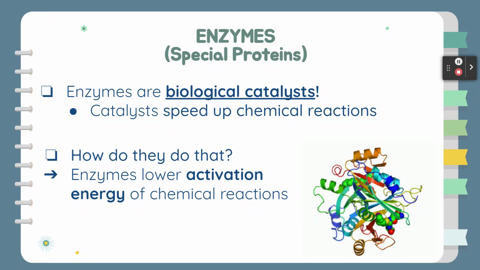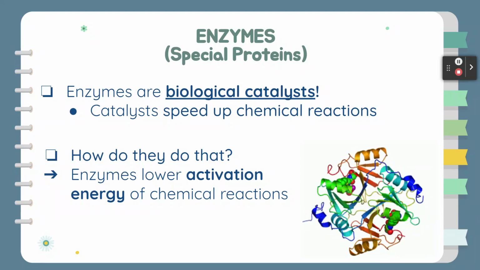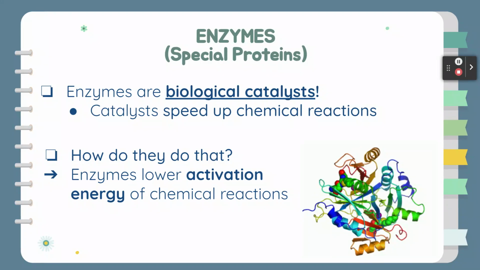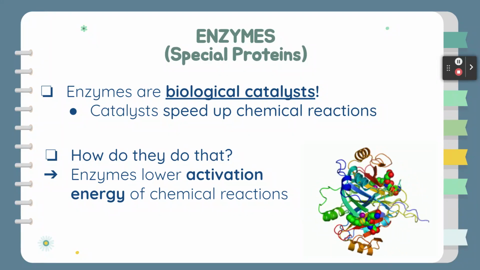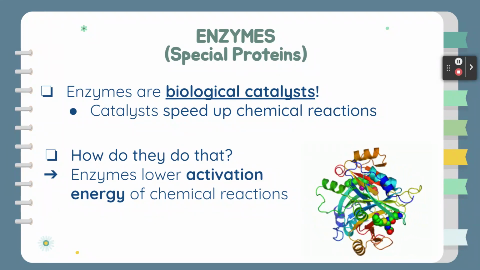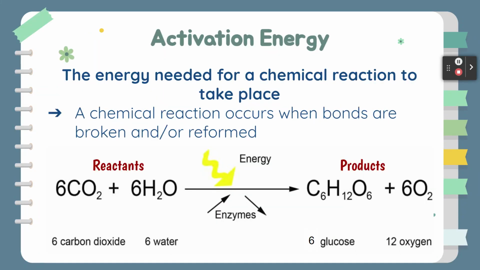Well, in chemical reactions, in order to start a reaction, you have to provide what's called activation energy. And enzymes will swoop in and lower the activation energy required to start the reaction. This essentially makes it happen faster and more efficiently. Activation energy is one of your vocab words, and it's the energy required to start a chemical reaction. So remember, enzymes lower that amount of energy.